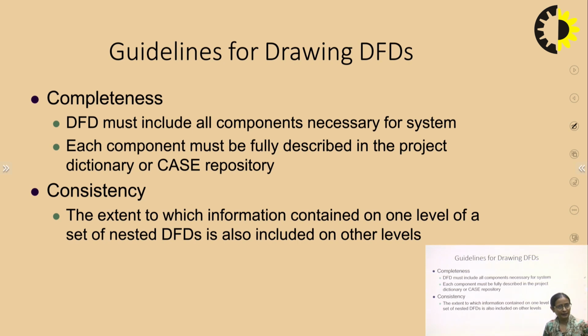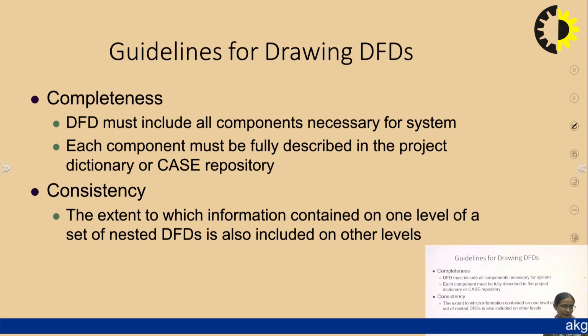So, what are the guidelines for drawing the DFDs? These are the properties a good DFD should follow. It should be complete. A DFD must include all components necessary for a system. Each component must be fully described in the project dictionary or the CASE repository. That is, you either go for manual documentation, or you can do the documentation with the help of CASE tools.